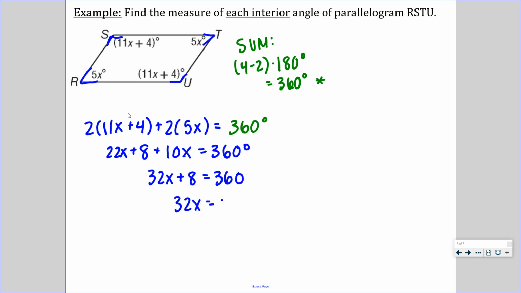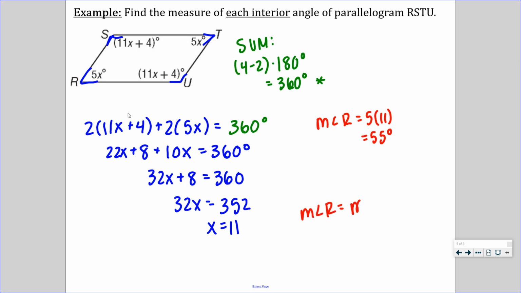I'm going to do this quickly because we already know how to solve equations. X is 11. Now, they didn't just ask me to solve for X. They asked me to find the measure of each interior angle. So I just have to go back and plug it in. R is 5 times 11, 55 degrees. And I see that R is the same as T. They're both labeled 5X, so they're both going to be 55 degrees.